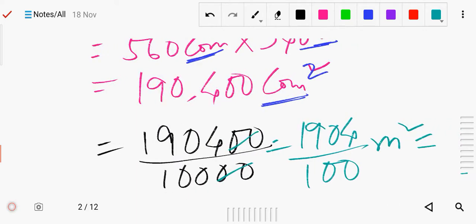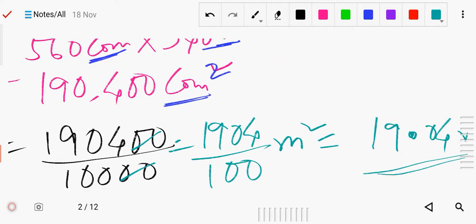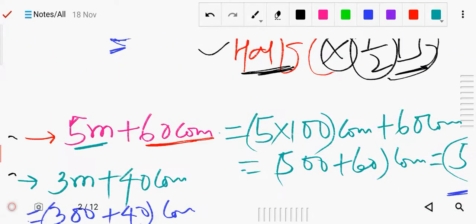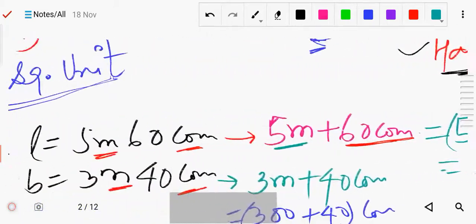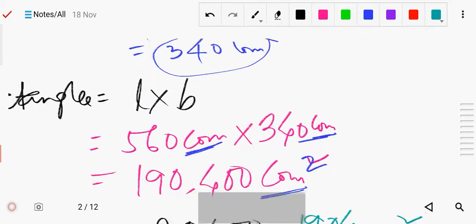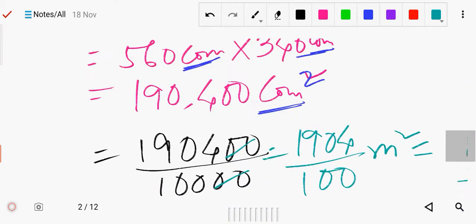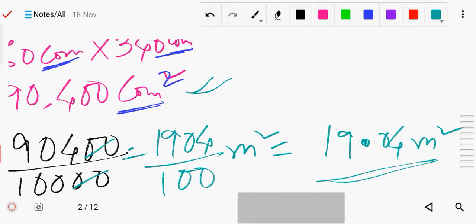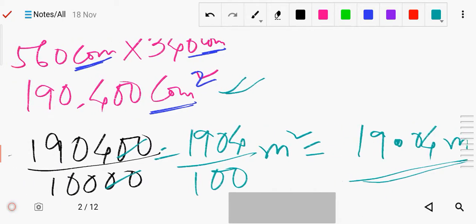Okay, so that's the solution of this question. What we have done: first of all, we made the same unit. After making the same unit, we wrote the formula, area of rectangle. Then we found the area, which we got in centimeter, so we changed that to meter. So we divided by 10,000 and we got 19.04 meter square.